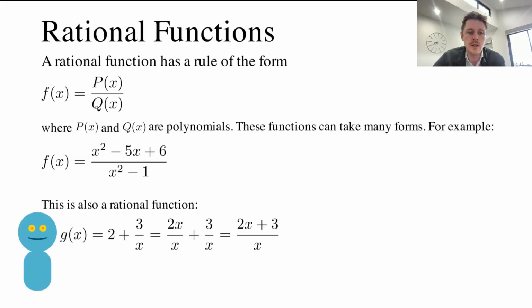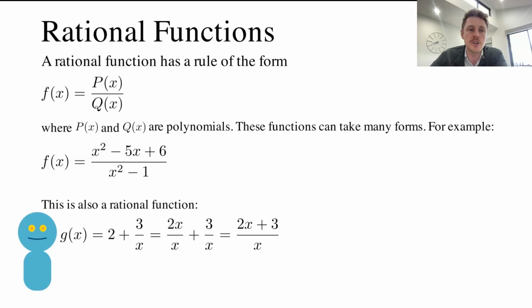So let me explain. g of x equals 2 plus 3 on x might not look like a rational function at first glance, but if you just write that 2 as 2x over x and then you add 3 on x, you'll get 2x plus 3 on x, which is clearly a rational function because you've got a polynomial divided by another polynomial.